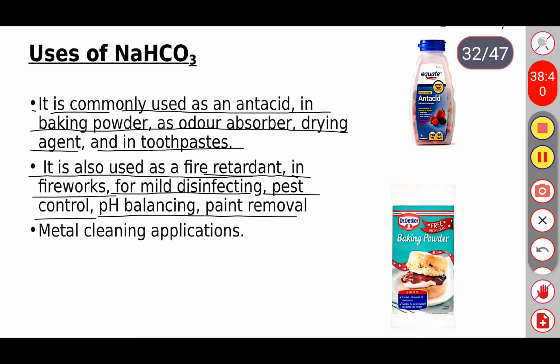Next one, it is used in the cleaning of metals. It is one of the most important reagents. That reagent we are going to use for cleaning the metal surfaces.